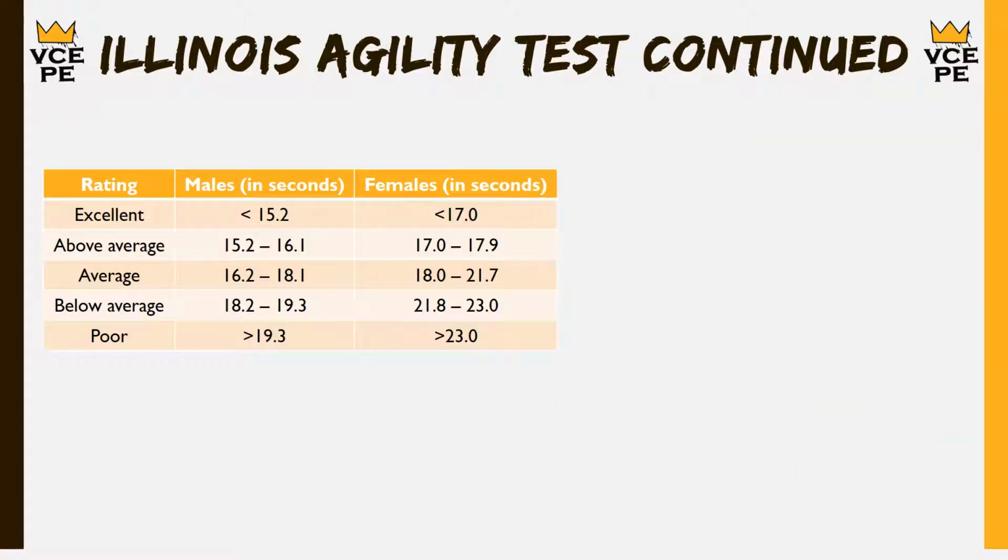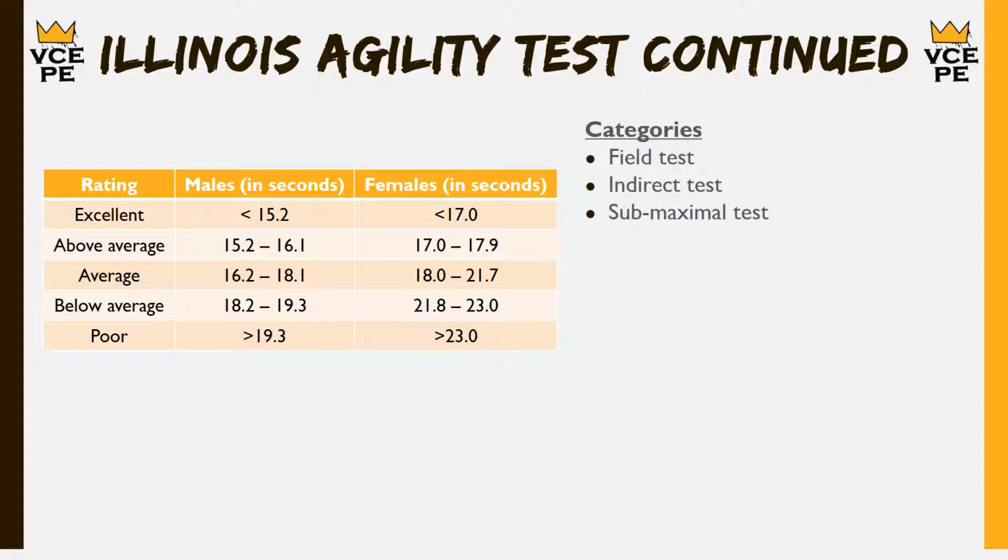As we can see here, we do have the ratings, and these are the standard norms that we'd look at. So this is in seconds, obviously. If someone is under 15.2 for a male or at 17 seconds or less for a female, they are considered excellent, all the way to 19.3 or above for males and 23 seconds and above for females being poor. Now, we'd like to think that elite athletes are going to be in the excellent range, but obviously it's only if agility is specific to the sport that they play.